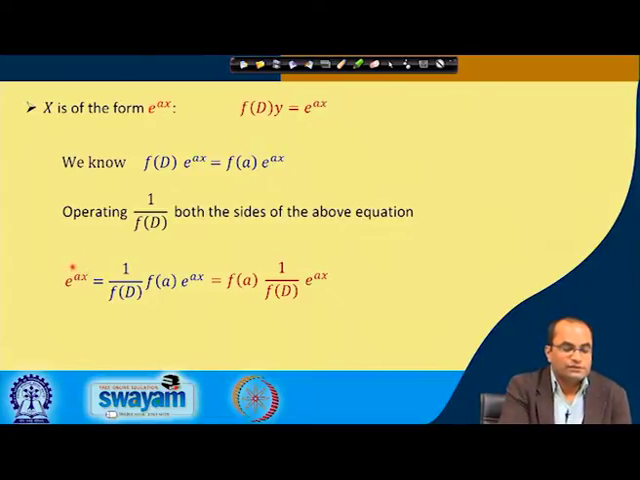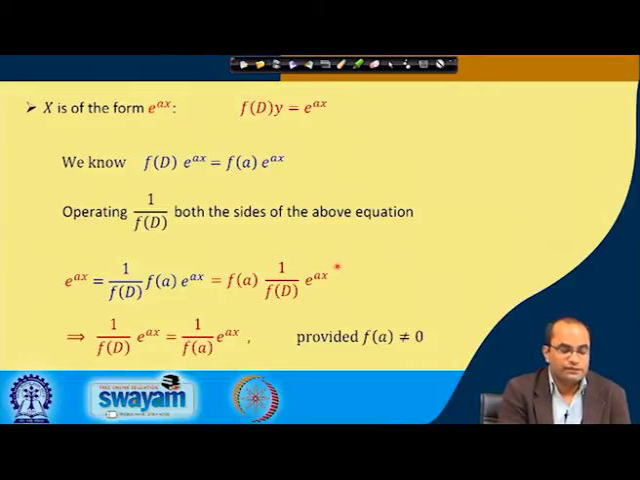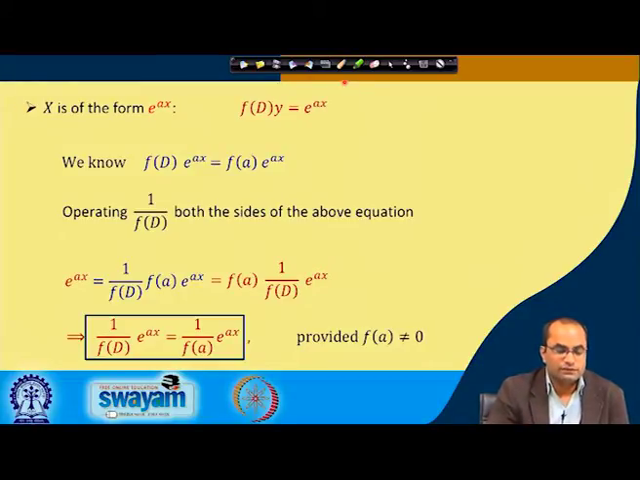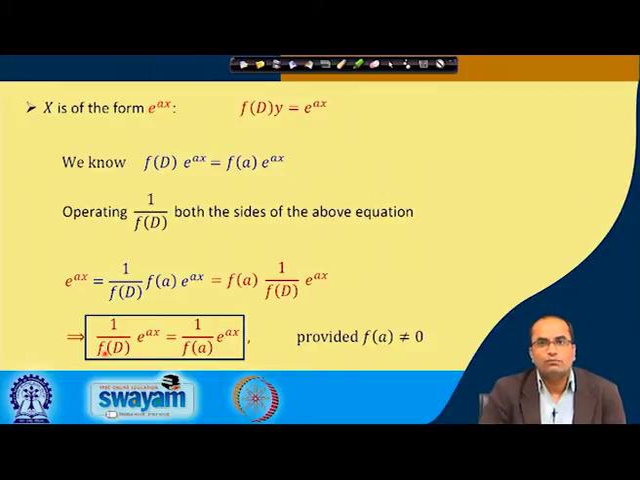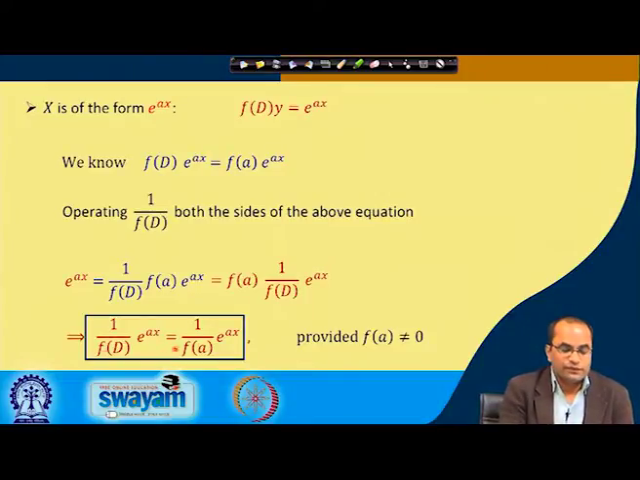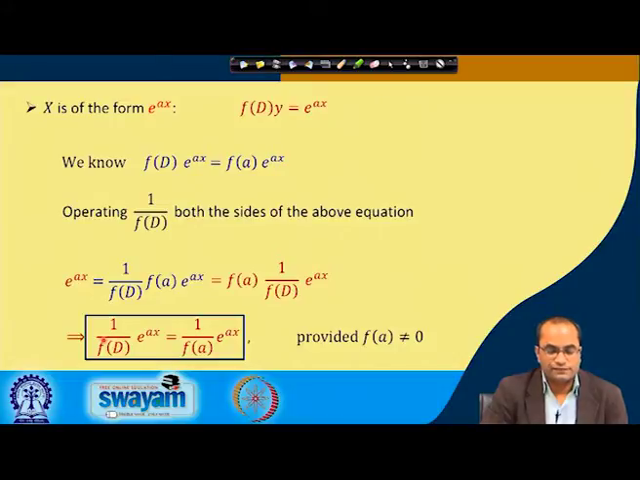So, now from this relation that e^(ax) = f(a) · (1/f(D)) e^(ax), what are we getting? That this inverse operator on e^(ax) is nothing but e^(ax) divided by f(a). So, what is this interesting result here? When we operate this 1/f(D) on e^(ax), we do not have to do much, we do not have to use the formula which was derived earlier. Just the D will be replaced by a, and that is the value of the operator 1/f(D) when we have the right hand side function e^(ax).